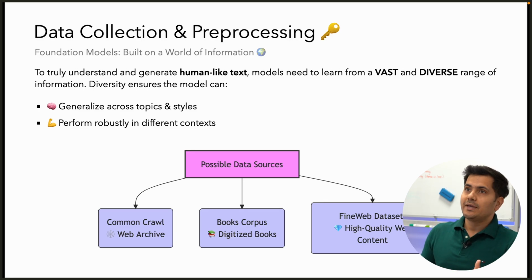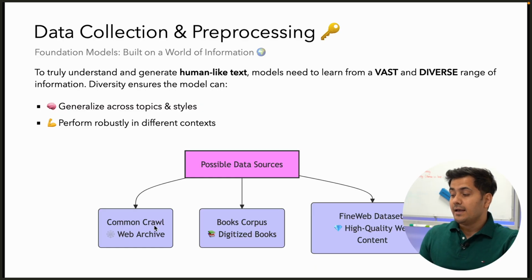So where do we get it then? What are these data sources? Some really popular data sources in the past have been Common Crawl, which is basically a data set of web pages. It's a web archive. There's also Books Corpus, which is basically digitized books, all of human knowledge essentially. And then the FineWeb Dataset, that's another one, which is high quality web content again.